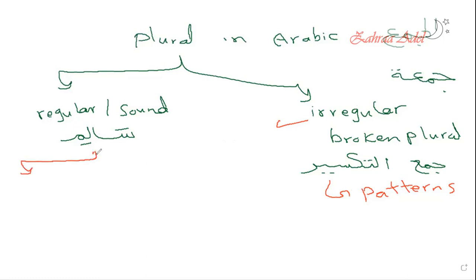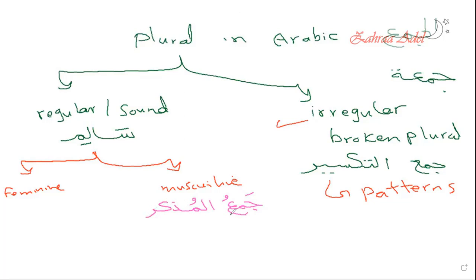الجمع السالم is divided into groups. We have the feminine one, جمع المؤنث السالم, and the masculine one, جمع المذكر السالم. جمع means plural, السالم means sound, and المذكر means masculine. The feminine is جمع المؤنث السالم. جمع المذكر السالم, it's very easy.